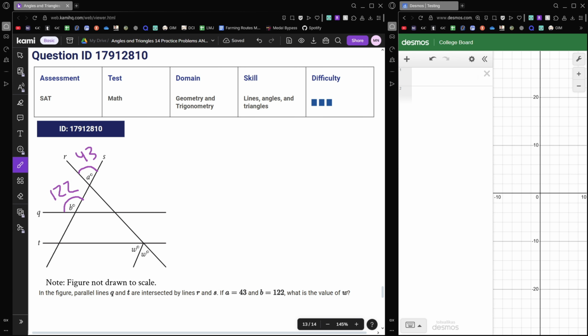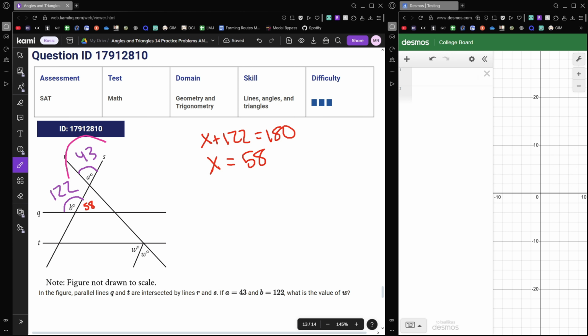So here we have two parallel lines intersected by two transversals, and there are a few ways you could go about doing this. There's a linear pair right here, and that's two angles that are next to each other, and these two angles will add up to be 180 degrees. So x plus 122 is equal to 180, and that means that x is equal to 58 degrees.